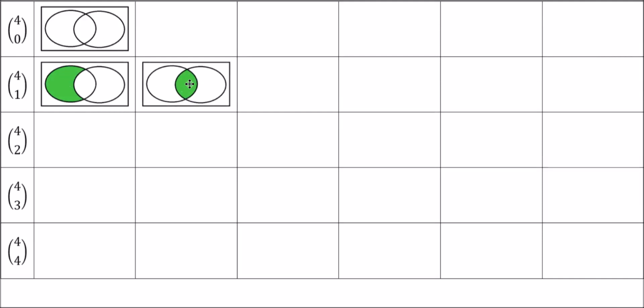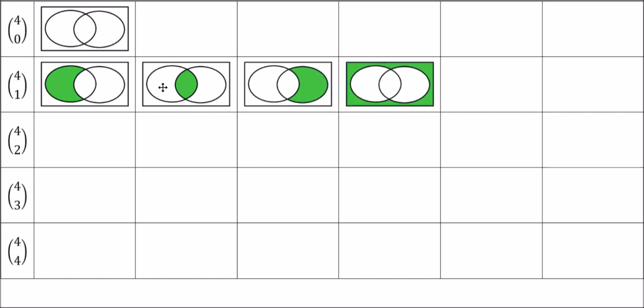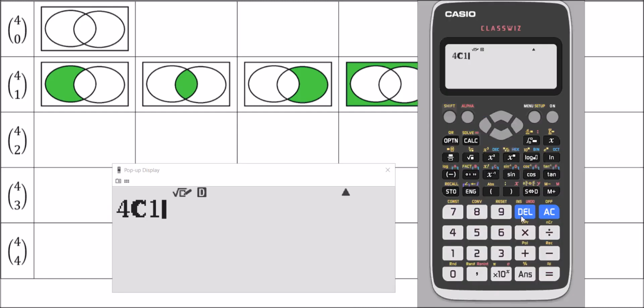only one region. So one option would be just this section. We could colour in the intersection, this bit, or we could colour in the outside, like so. So there's 4 different ways of doing that. Finally, sorry, not finally, there's a few more. 4 choose 2.